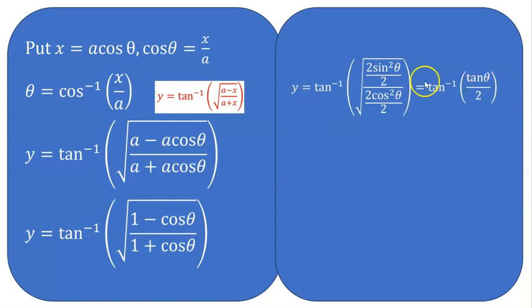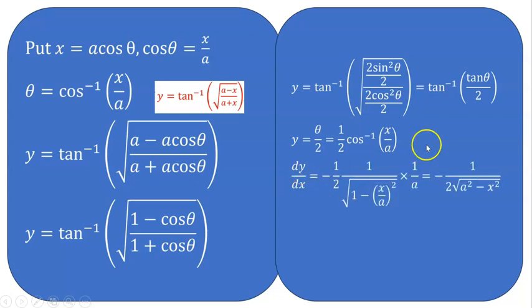Okay, y equals tan inverse of tan of theta by 2, and hence y equals theta by 2. But what is the value of theta? Theta is cos inverse of x upon a, and hence y equals 1 upon 2 cos inverse of x upon a.